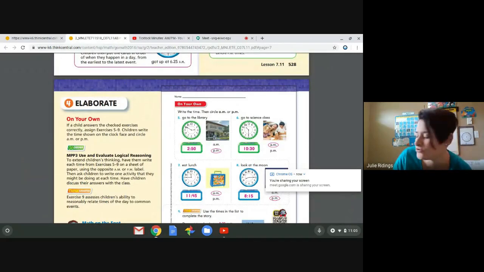Okay, boys and girls, so you should be back. You should have finished 5, 6, 7, and 8 on page 529. And let's go ahead and look at this. It's the same directions, writing the time digitally and then circling AM or PM. So number 5 said, go to the library. The time was 2:50. So when you go to the library, are you going after 12 noon, which is PM, or are you going after 12 midnight, which is AM? Yeah, you go in the afternoon during daytime, so it would be PM.